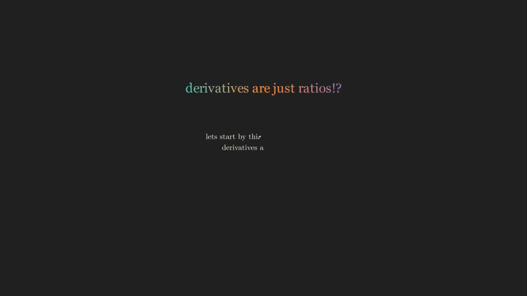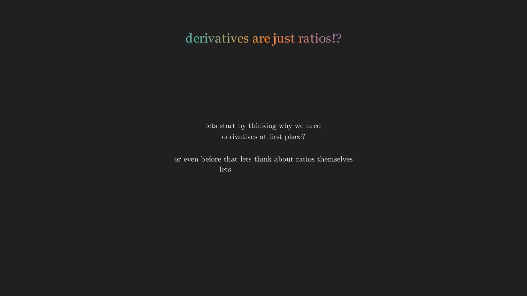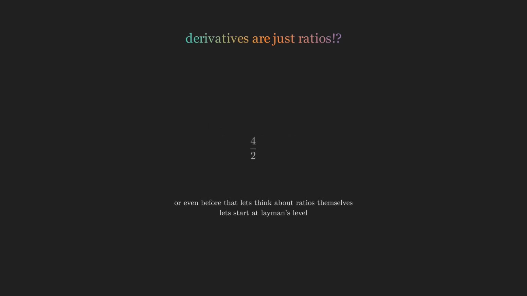Let's start by thinking about why we need derivatives in the first place. Why even bother taking derivatives? Or even before that, let's think about ratios themselves and how they are related to derivatives. For that, let's start at a layman level first. Let's take the ratio of 4 over 2, which gives us 2. This simply implies that 4 is 2 times 2, right? Simple enough. No need to take other examples. Now all that the ratio did is compare the value 2 to the value 4. That is one way to look at ratios, that they are a means of comparison.